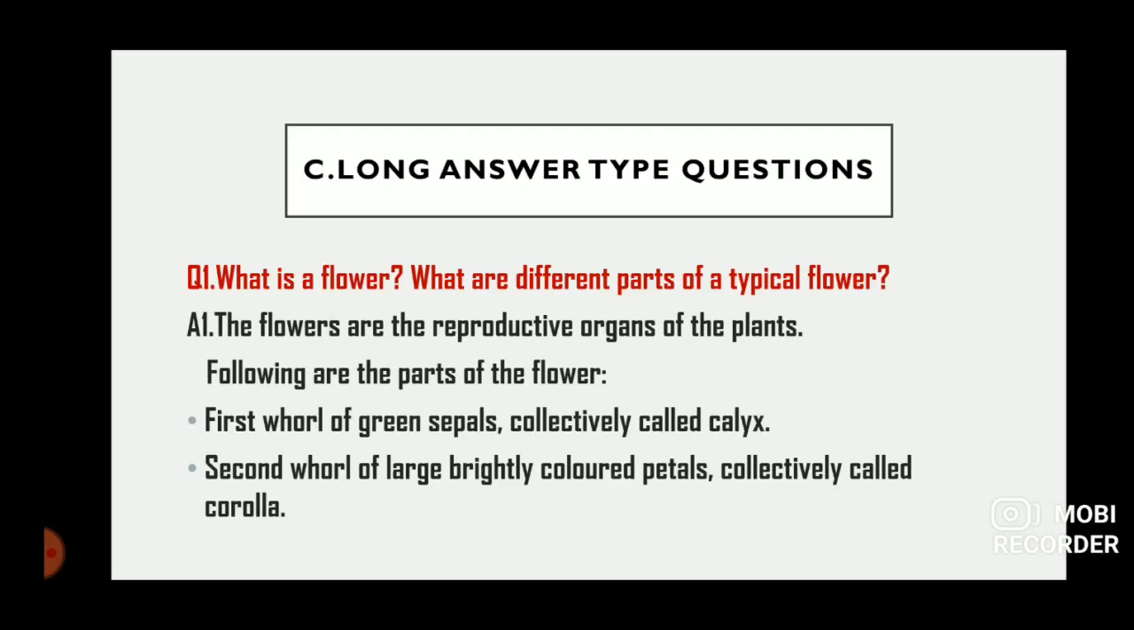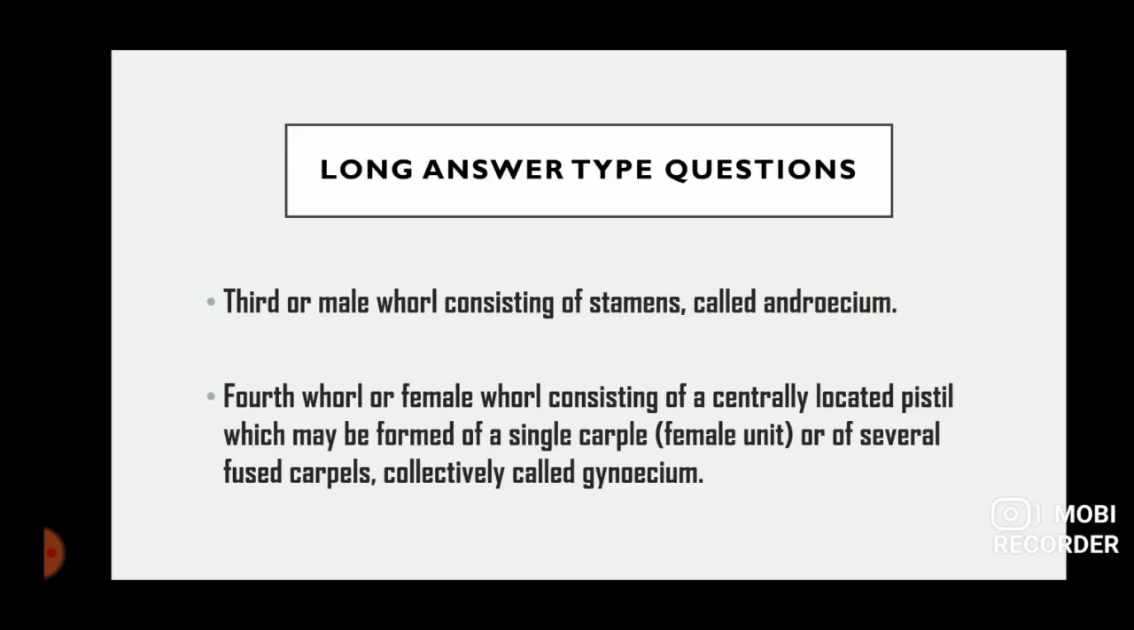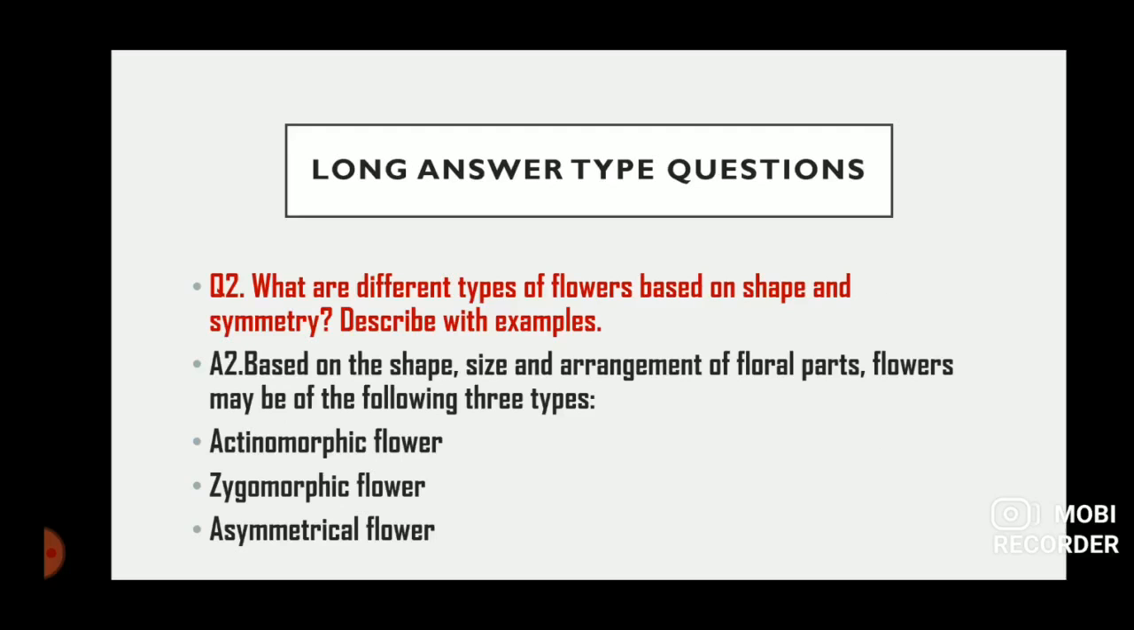Second, whorl of large brightly colored petals collectively called corolla. Third or male whorl consisting of stamens called androecium. Fourth whorl or female whorl consisting of a centrally located pistil which may be formed of a single carpel or of several fused carpels collectively called gynoecium. On shape and symmetry, describe with example.